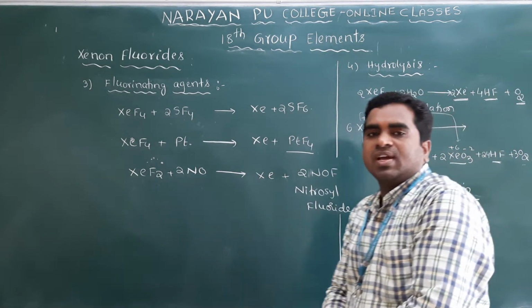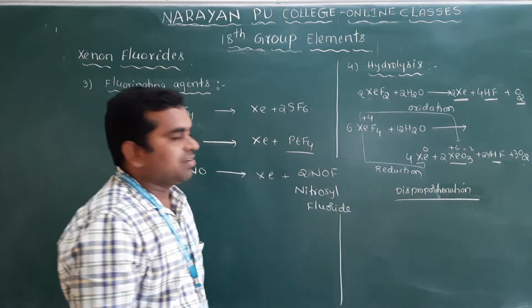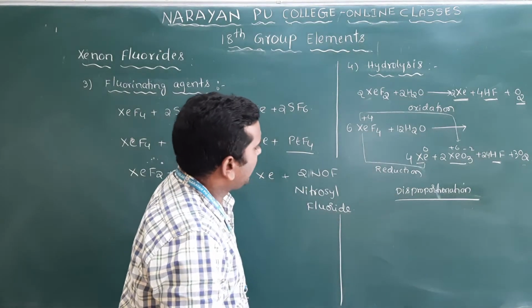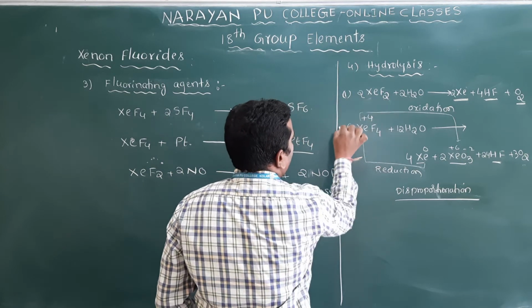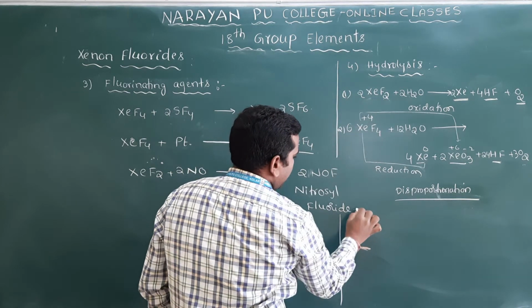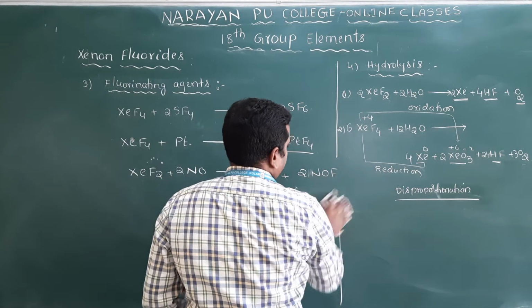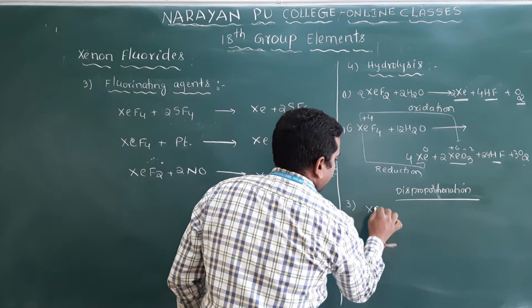This reaction we will consider as a disproportionation reaction. Clear? Why? Because I already mentioned. And in the same way, if I take here, this is difluoride and this is tetrafluoride, and the third one is hexafluoride. Clear?